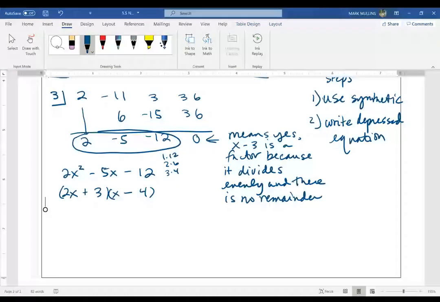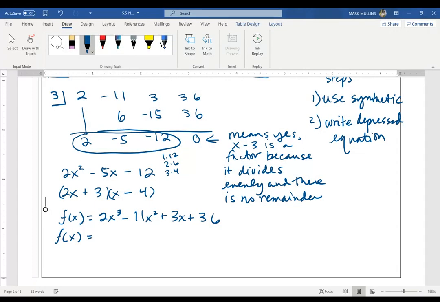So I've continued factoring. So now I can factor my whole thing. So remember, f of x equals 2x cubed minus 11x squared plus 3x plus 6. And now we can factor this entire thing. We know that our first factor was x minus 3. And then that's what led us to this one right here, that depressed equation. And then we were able to factor the rest: 2x plus 3 times x minus 4. So all of that together would equal our original polynomial.